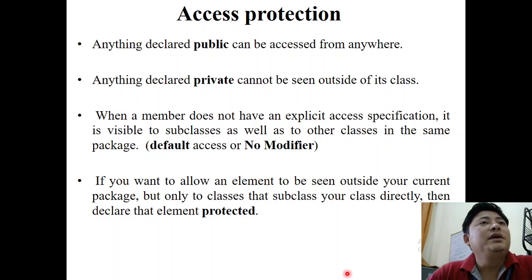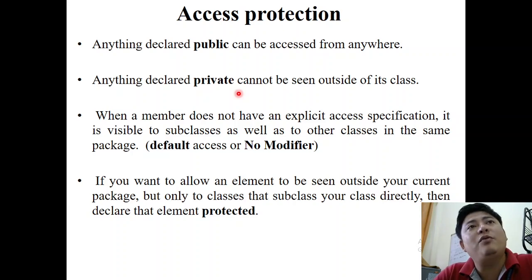Next is private. Whenever you declare any data member as private, then it cannot be seen outside the class. For example, private int a equals 5, then a can be used within the class only. So this is the second one.